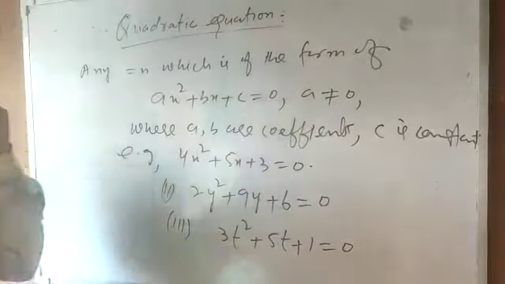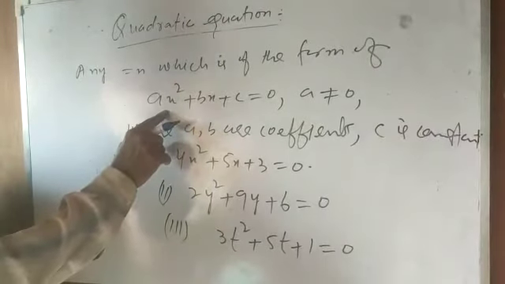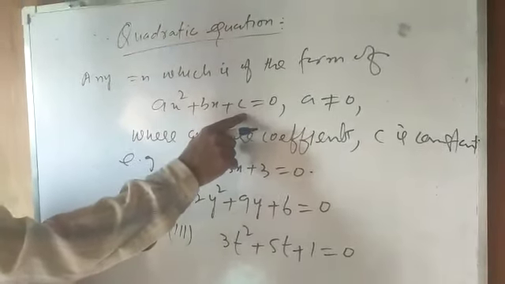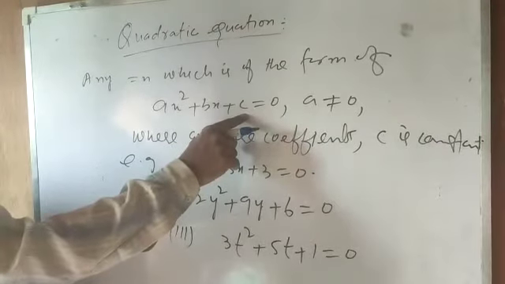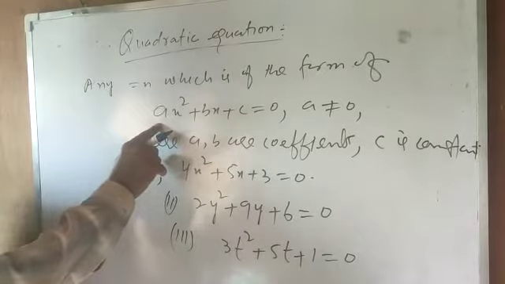So I say a must not equal 0. It means if b and c are zeros, it doesn't matter. a must not equal 0.